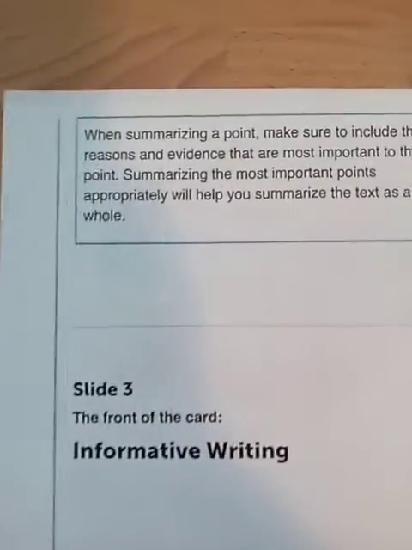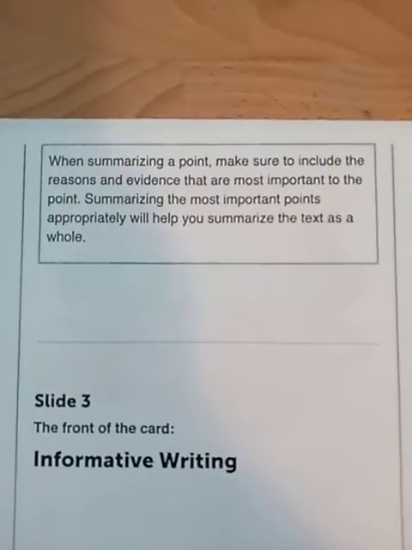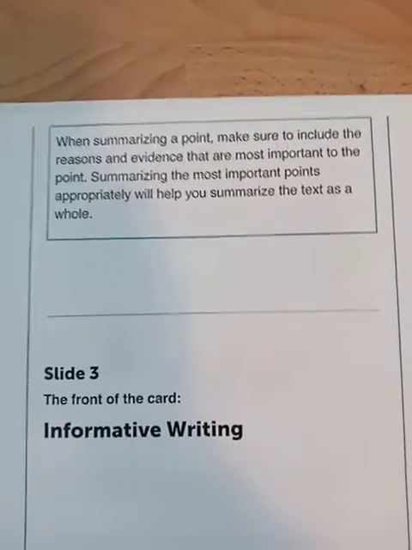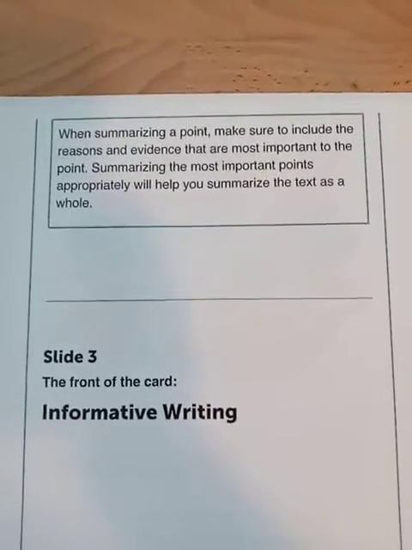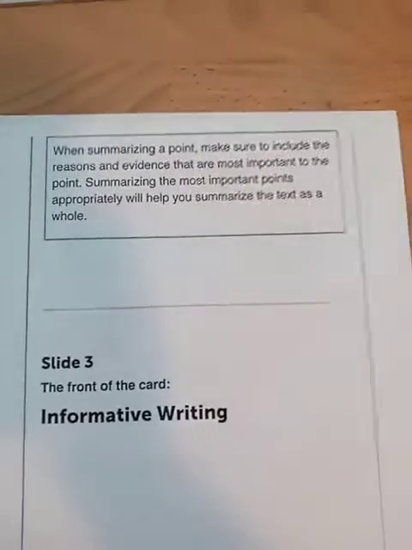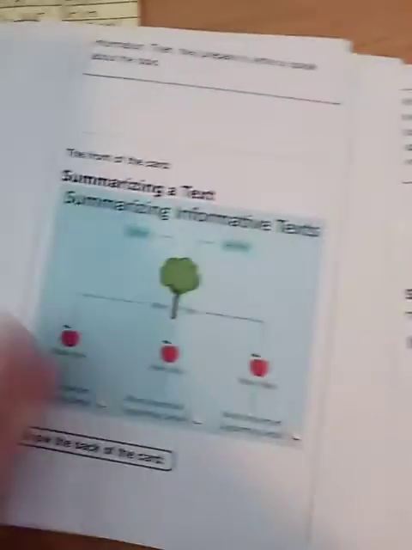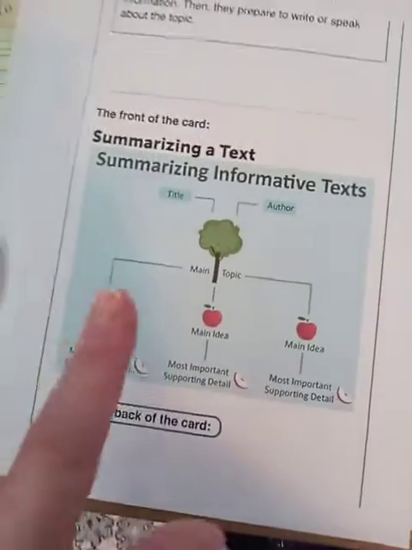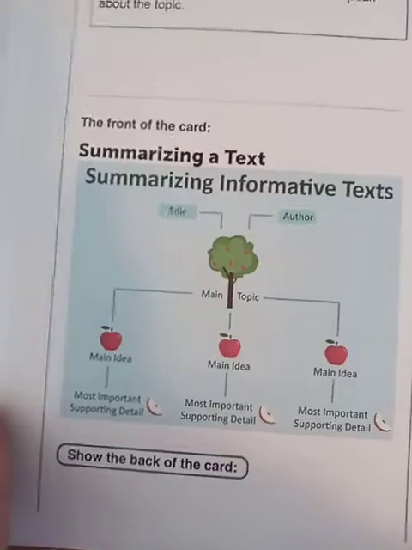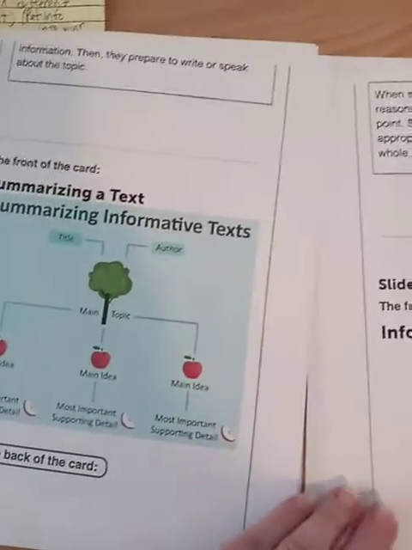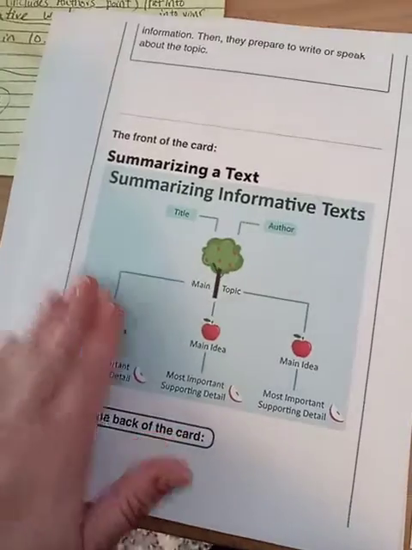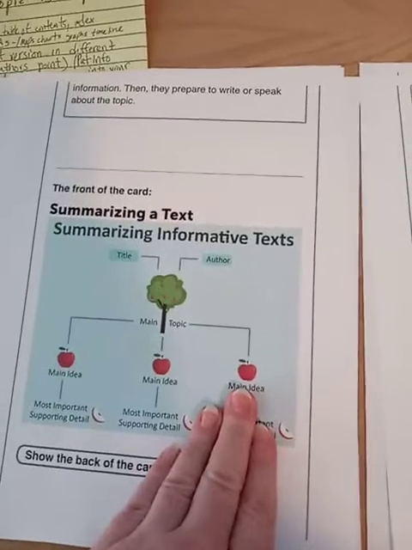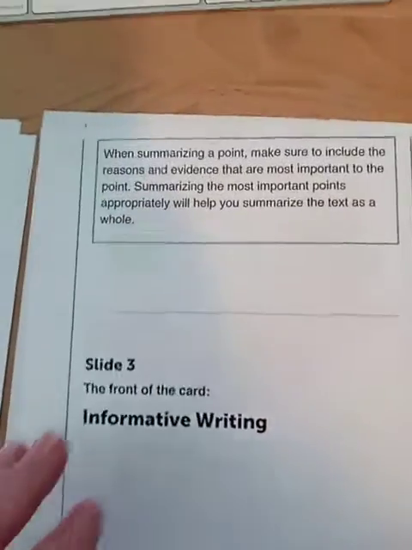Okay, now we did an informative, let's talk about this. When we summarize a point, make sure to include the reasons and the evidence that are most important to the point. Summarizing the most important points appropriately will help you to summarize the text as a whole. Okay, so when we were summarizing how women played a big role in the American Revolutionary War, we would summarize those main points into 3 things. And that was that they were nurses and cooks, that they were spies, and that they helped out with the cannons when their husbands were injured. Those would be the ways you would summarize the points.